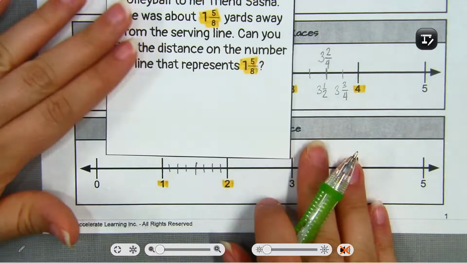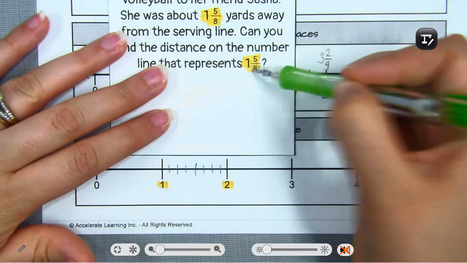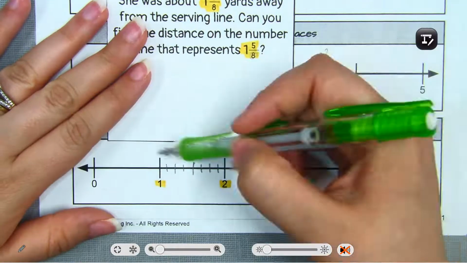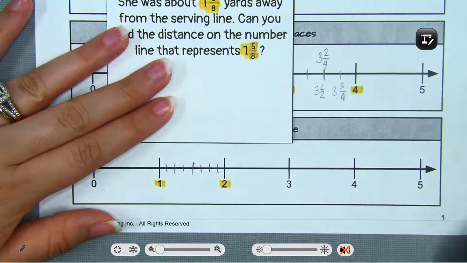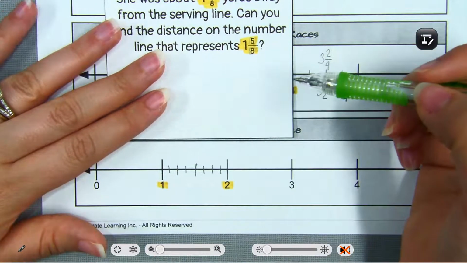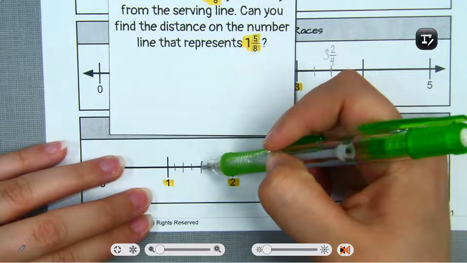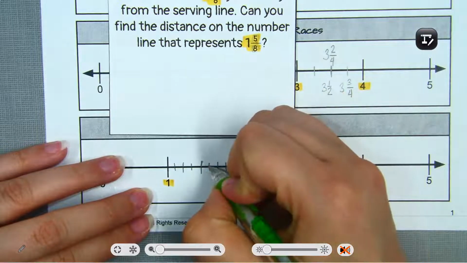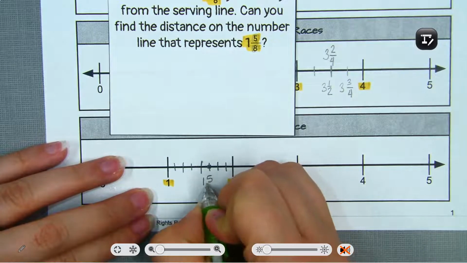Okay, so 5/8. My bottom number tells me how many pieces to cut into. My top number tells me where I'm going to put my point on the number line. So I'm going to jump 5 spaces, and that's where my point is going to go. So 1, 2, 3, 4, 5. So this is 1 5/8.